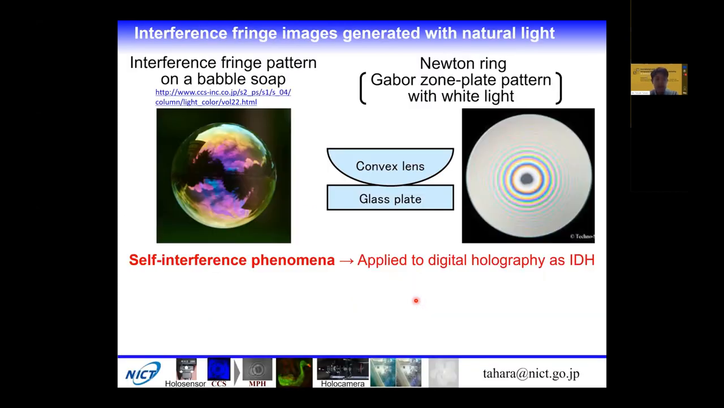On the other hand, interference fringe patterns can be captured using natural light, such as we can see the interference fringe pattern of a soap bubble, and we can obtain the interference fringe image of white light using Newton rings like this. Such an interference term is termed a self-interference phenomenon. This phenomenon is applied to digital holography as incoherent digital holography, IDH.